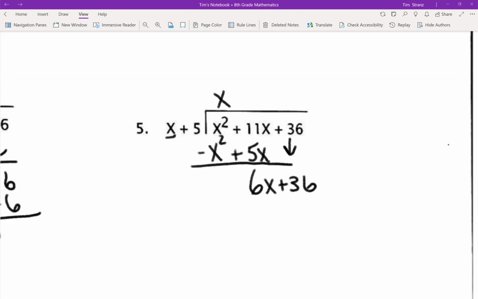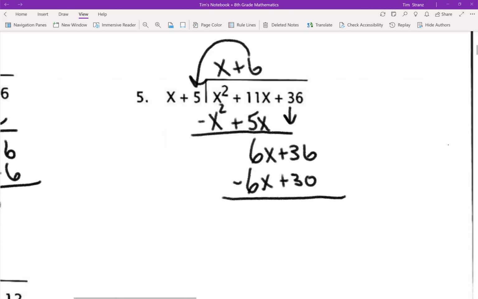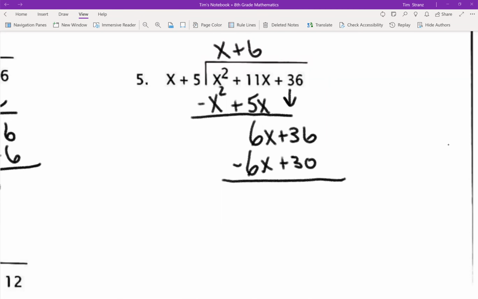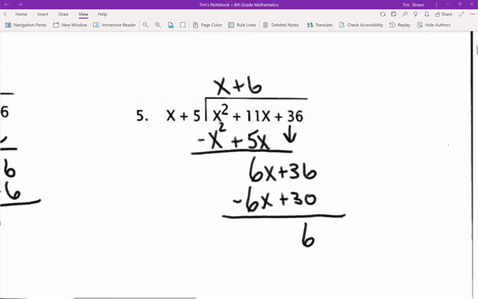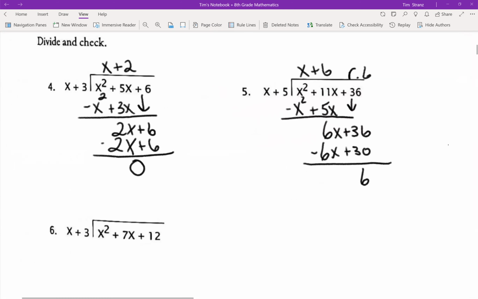X times what is going to give me this 6x? That's going to be 6, right? So I'm going to put a 6 here. And I'm going to multiply this out. 6 times x gives me my 6x. 6 times 5 gives me 30. Uh-oh, look what happened. It doesn't match up exactly. Sometimes when you're dividing trinomials, it is possible to have a remainder. So your answer for number 5 is going to be x plus 6, remainder 6. It is okay to have remainders when you're dividing trinomials.